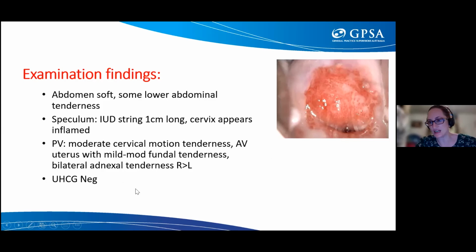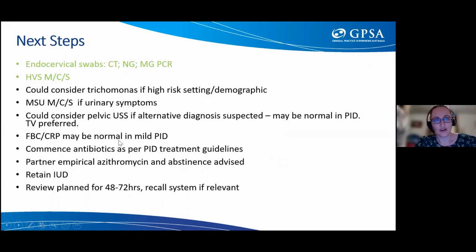So in this case, we saw some cervicitis, she had pelvic tenderness, she had a negative beta HCG. So next steps in this, I think we would all make, based on the fact that we've got a patient presenting with pelvic pain, dyspareunia, she's tender on examination, we've excluded pregnancy, I think we could all safely form a diagnosis of PID.